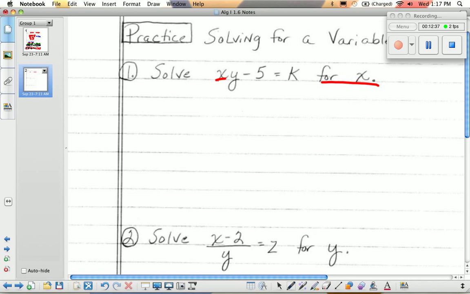Just pretend this is a regular equation. We're going to get that 5 out of there first, right? Undo the addition or subtraction first when you have a multi-step equation. So we have xy, that's gone, equals, can k and 5 really be added together? Is that 5k? No. k plus 5.